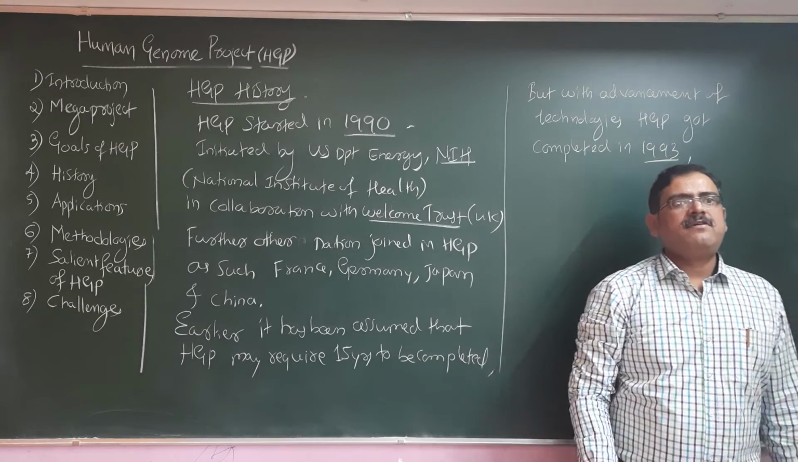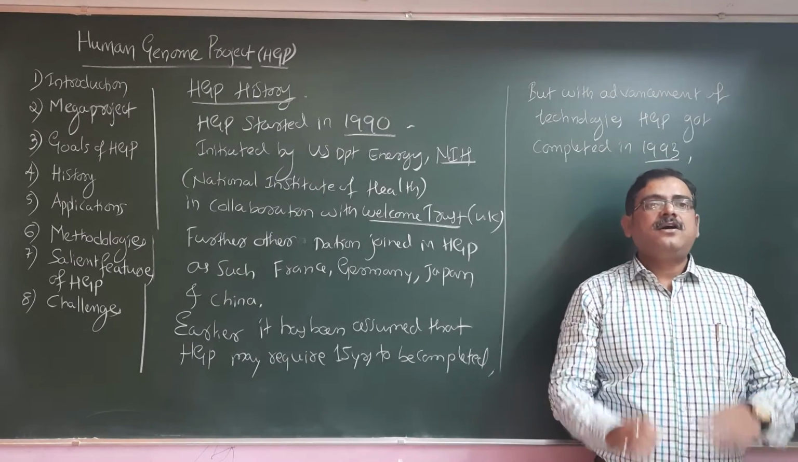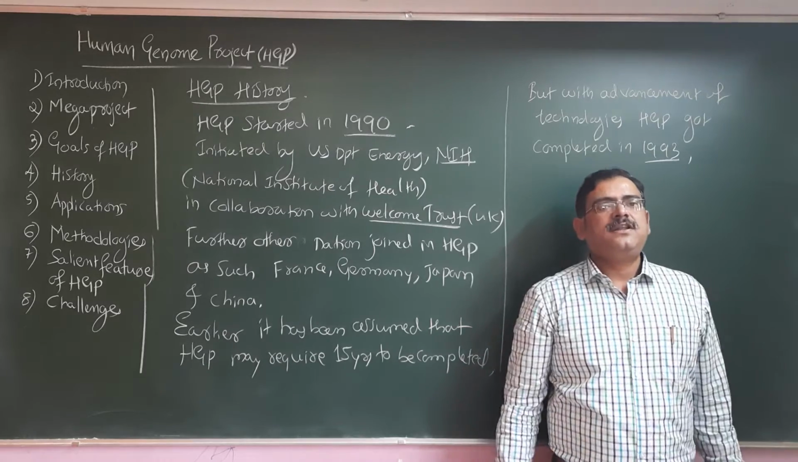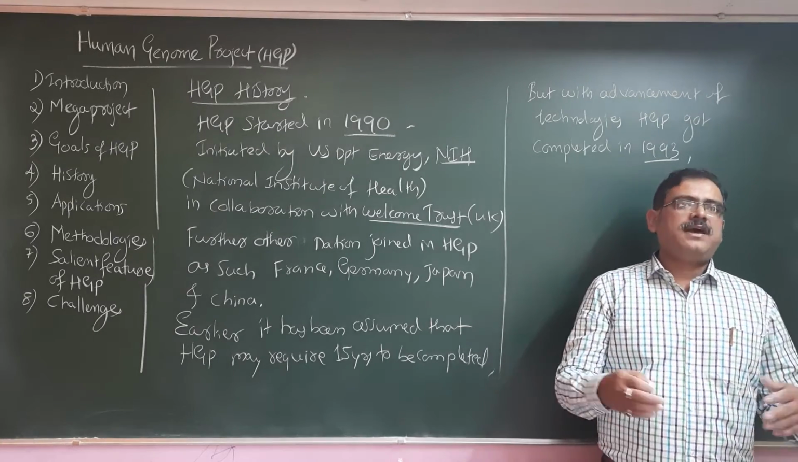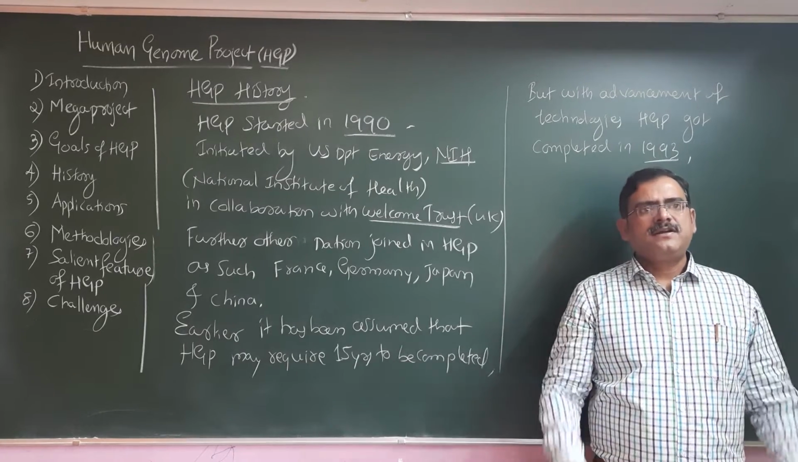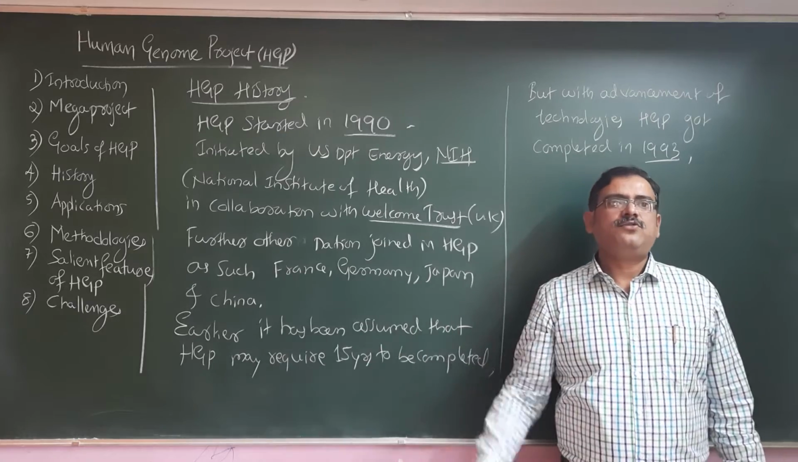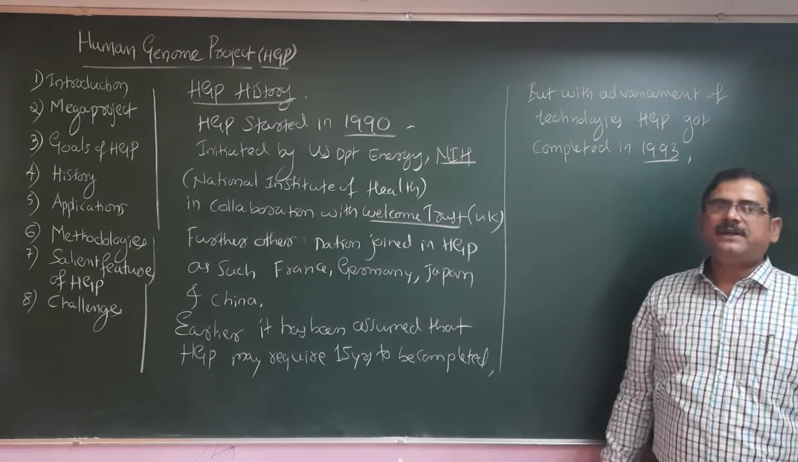Due to the advancement of technology, such as Frederick Sanger's method of automated sequencing, they utilized gel electrophoresis, DNA fingerprinting, PCR, and a number of techniques to complete this Human Genome Project, the mega project. So thus it has been completed.